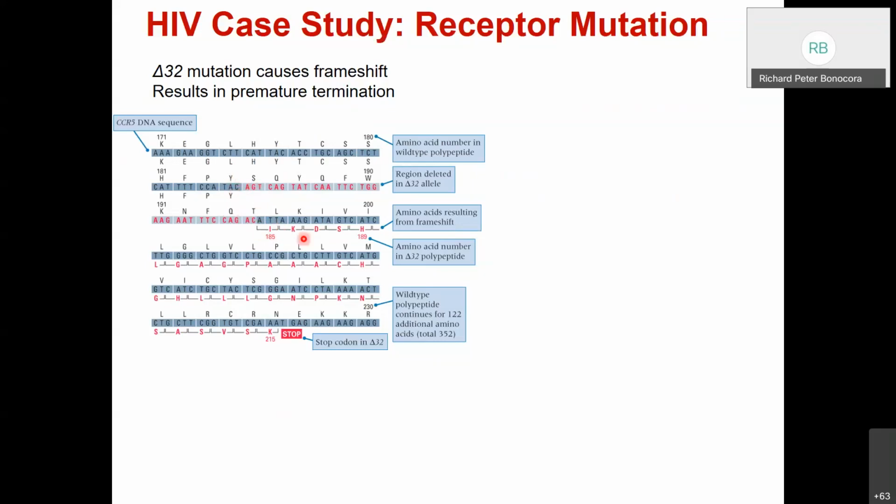The other thing that this frame shift does, which happens a lot in frame shifts, is it creates or exposes a stop codon, which was normally out of frame with the protein coding sequence, and now all of a sudden gets put into frame, and you get a premature stop of translation. Normally in the wild type protein, this amino acid sequence would continue for another 122 amino acids. So this stop codon, this TGA right here, gets created, and it makes a deficient CCR5 protein.